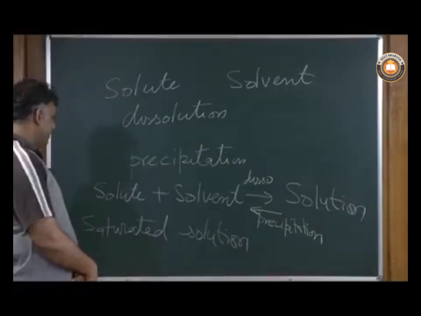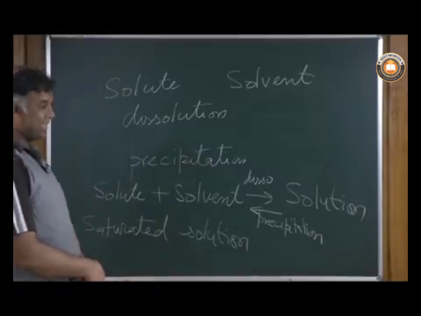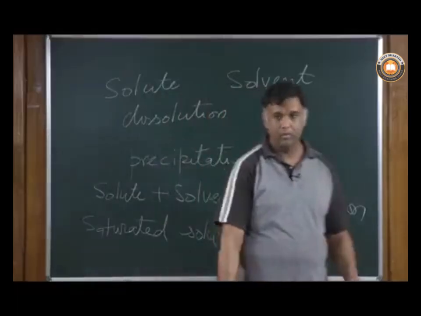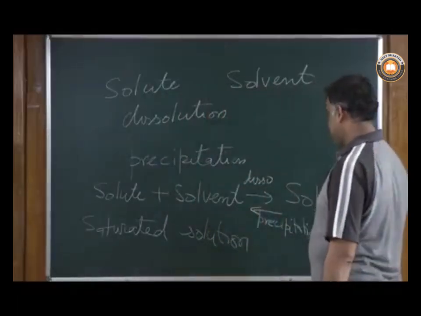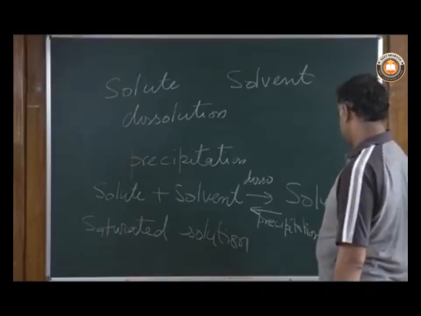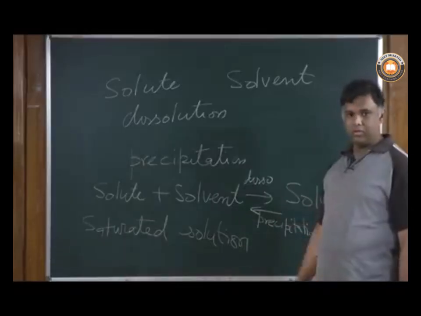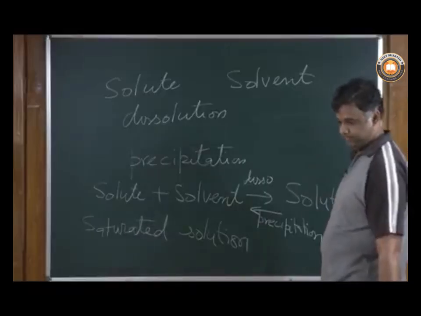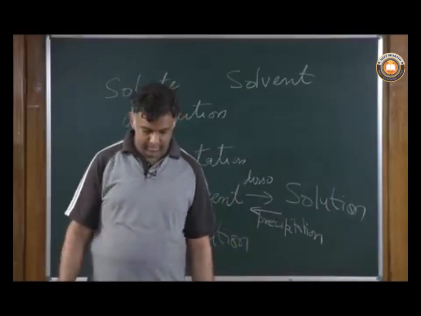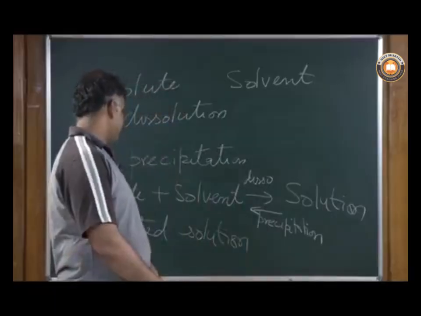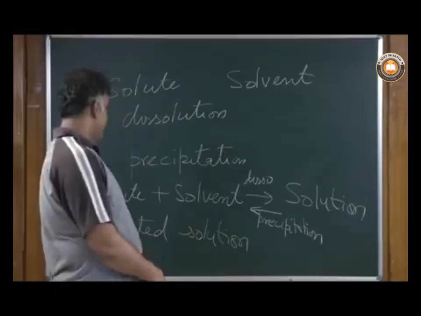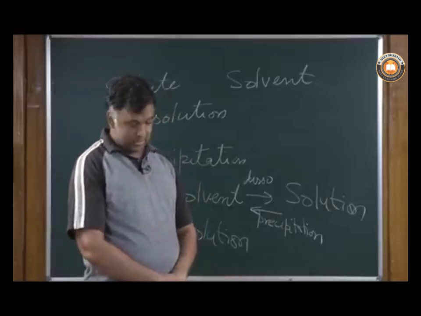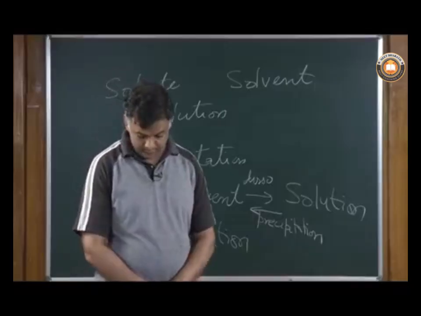Saturated solution is when the solute has reached its maximum concentration. We cannot add any more solute in the solution. If we add more solid solute to the solvent, it will simply not dissolve, it will simply come out from the solution. At this stage, we can say that the solution has saturated with the solute. We cannot increase the concentration of solute anymore.